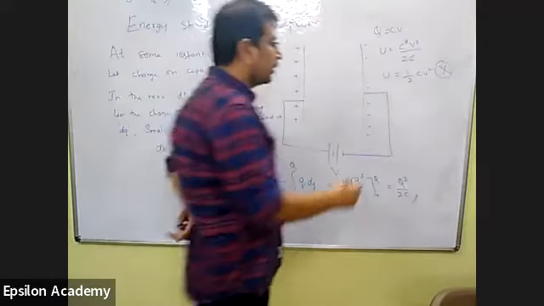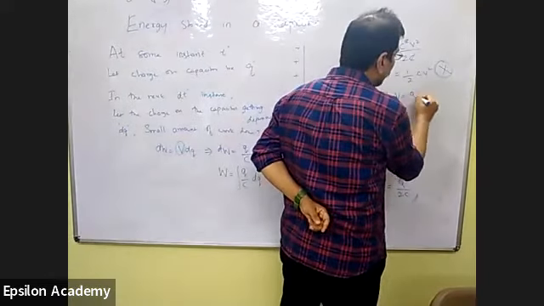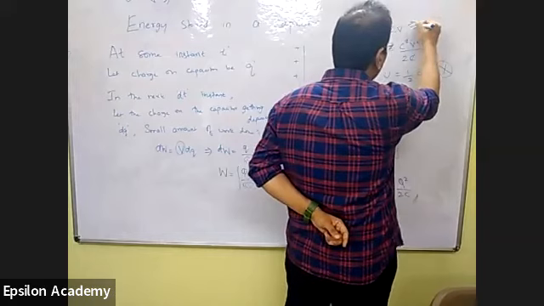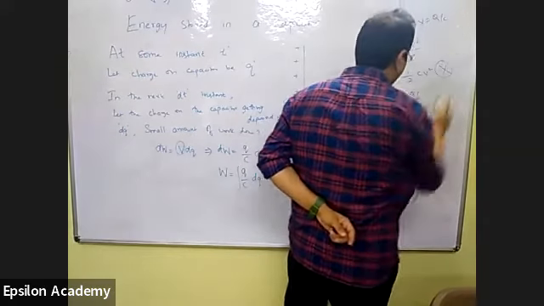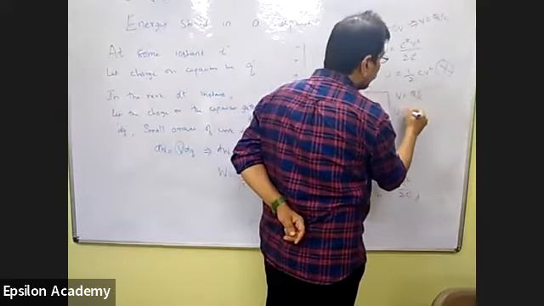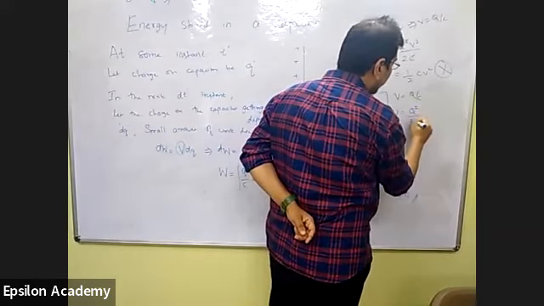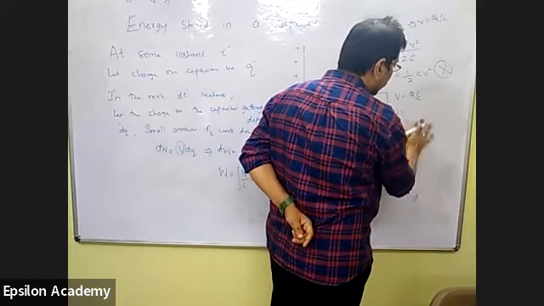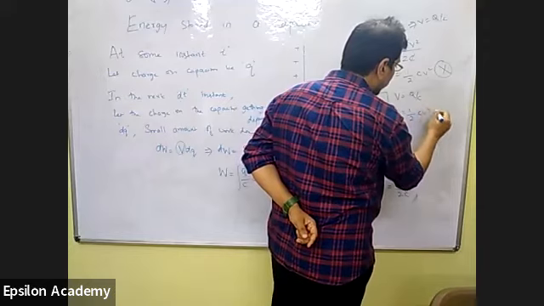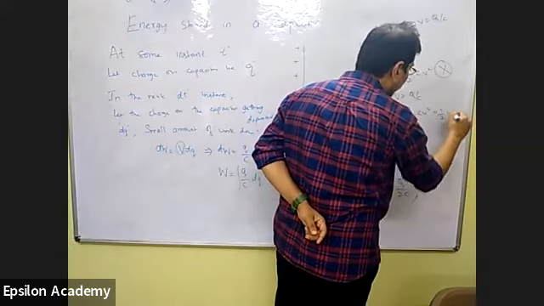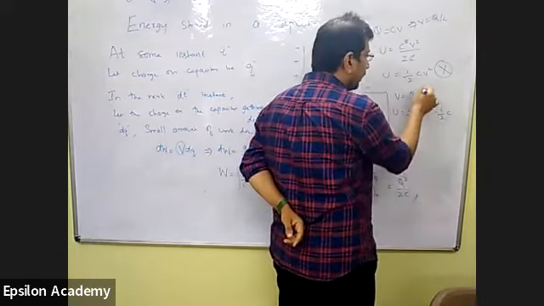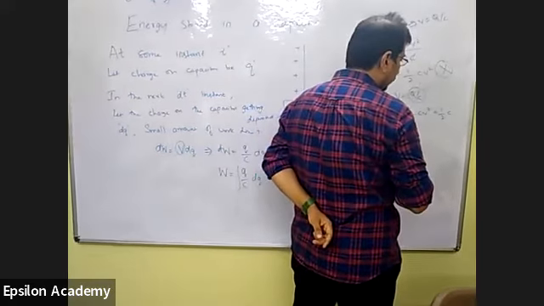Similarly, you know that v is equal to q by c. Right? So from this I can write v is equal to q by c. So you know that u is equal to q square by 2c. Sorry, u is equal to half cv square. So half into c into, in the place of v, I can substitute the same.